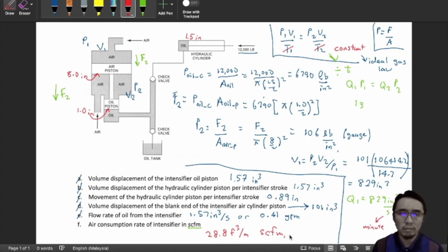Pascal's law, a little bit of knowledge on the ideal gas law, and also the definition of pressure and force and so on. I hope this helps you to understand the concept of hydraulic and pneumatic systems. So that's it. I hope you understand.